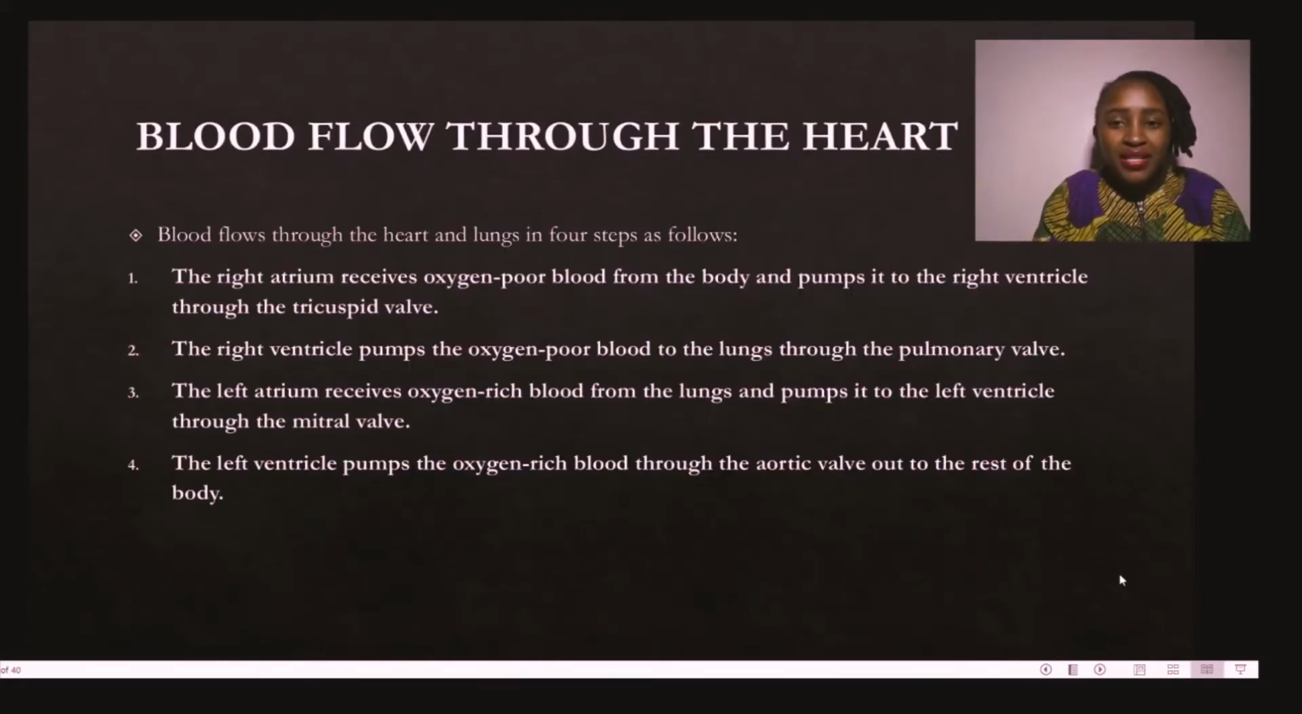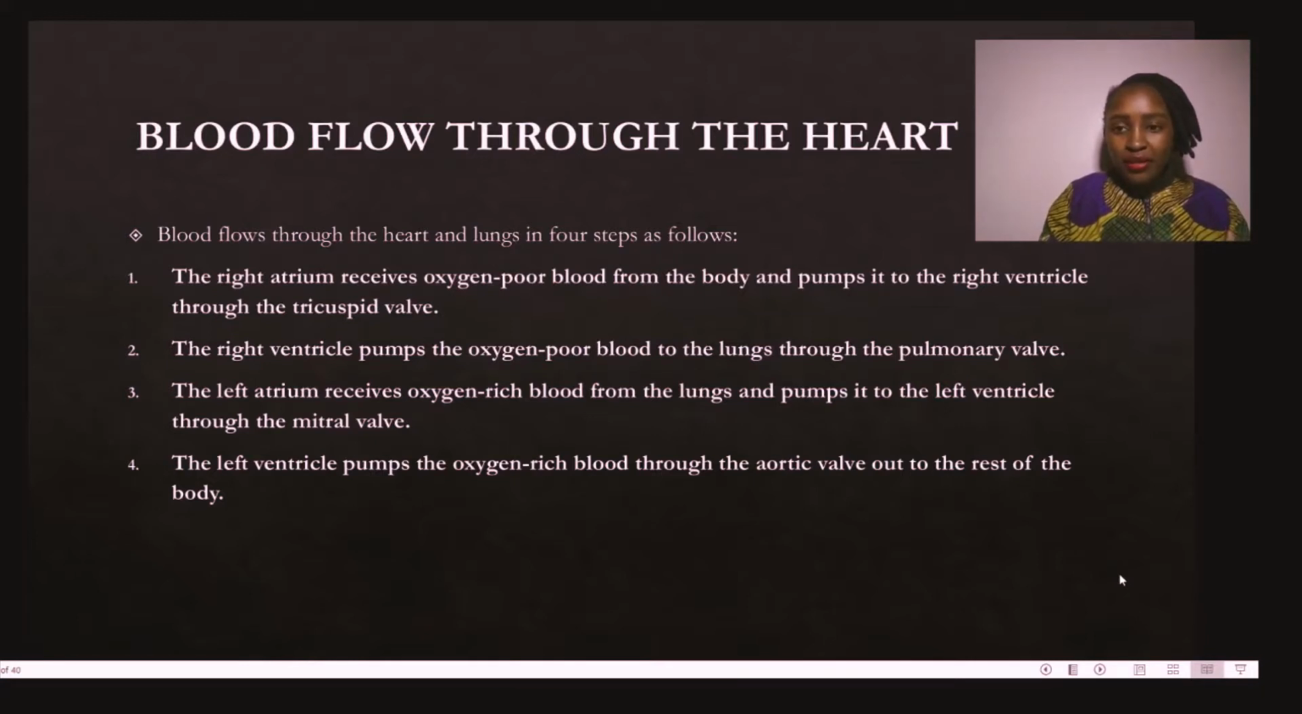To understand ECG rhythms, it is important to have a quick refresher or a quick reminder of how the blood flows through the heart chambers, because it is important while analyzing the ECG waves. So blood flows through the heart and lungs through four steps, and the first step is the right atrium receives deoxygenated blood, or oxygen poor blood, from the body through the superior vena cava and the inferior vena cava. Then it pumps this right into the right ventricle through the tricuspid valve.